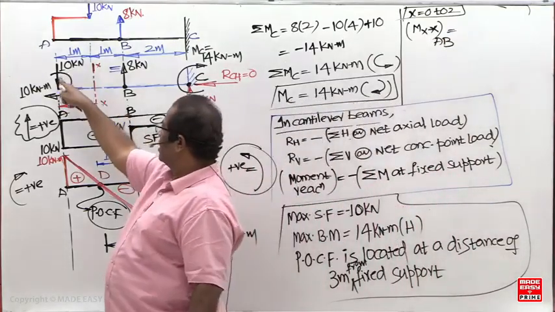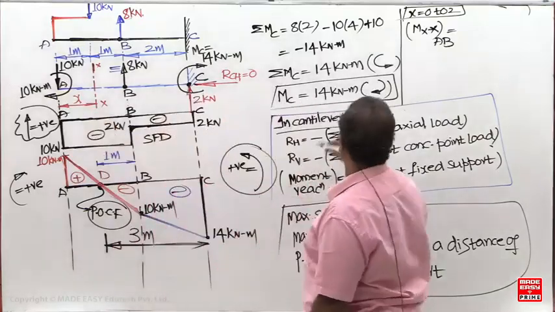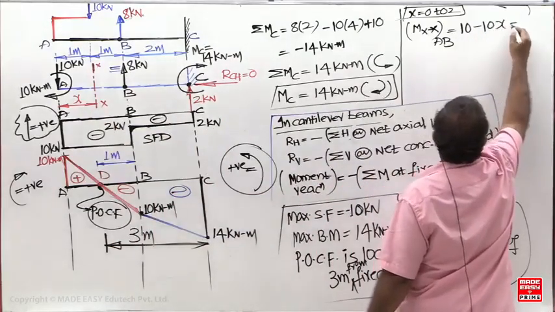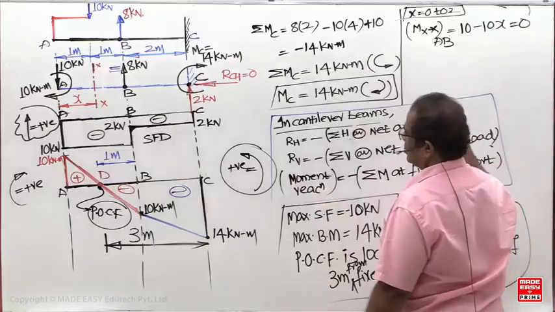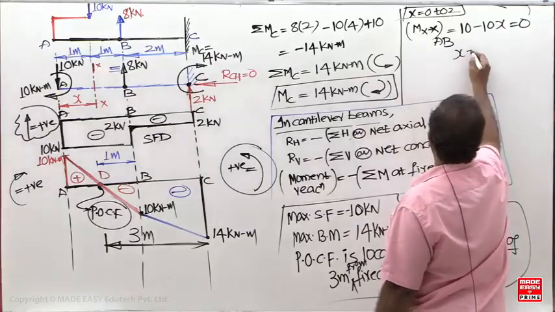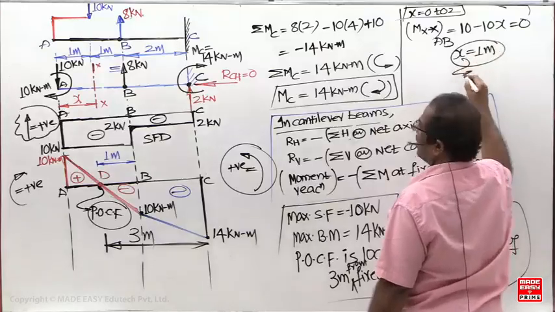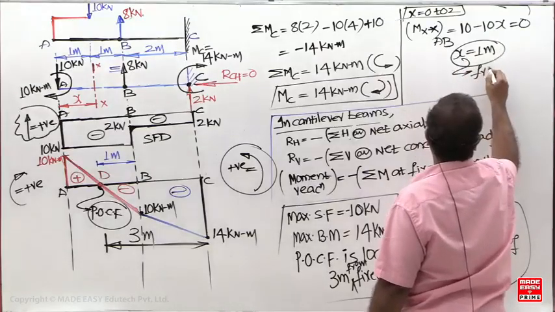The plus 10, this is plus 10 minus 10x equal to 0. So directly x is equal to what? 1 meter. But this 1 meter from where now? Left support A.